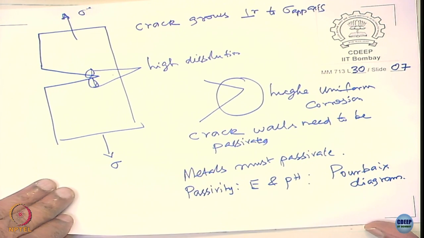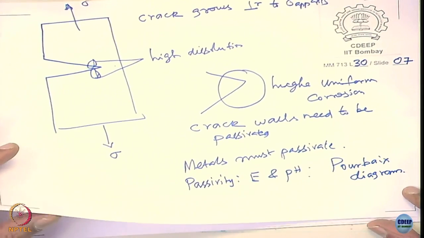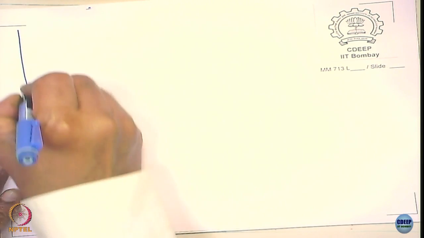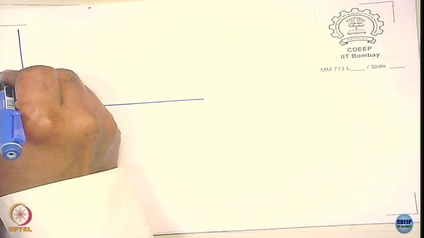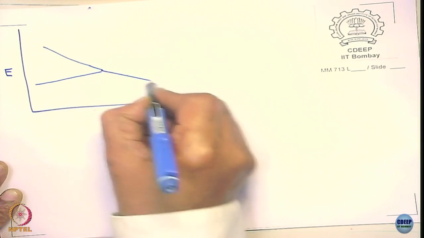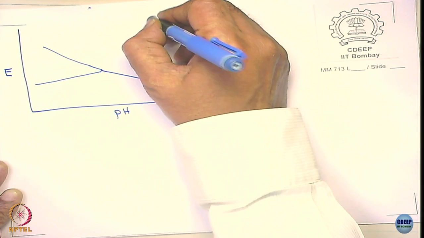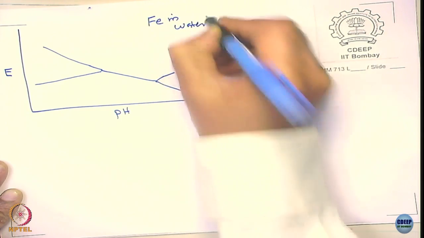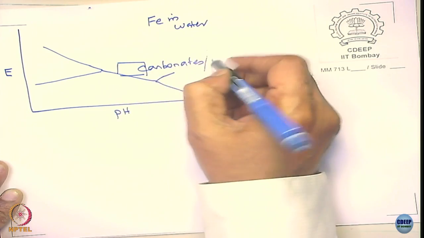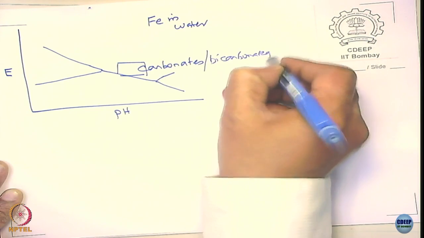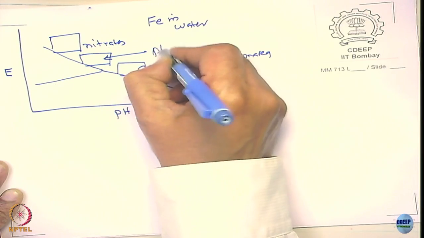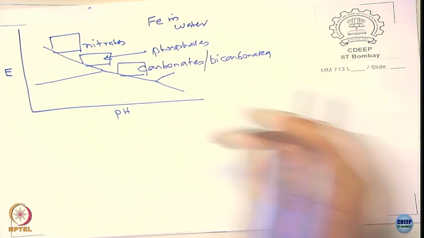So, passivity is a very important one. Yes, but then, I want to draw this now: it is your potential, the pH, something like that. I hope you know this is for iron in water. So, you have carbonates and bicarbonates, you have nitrates, and you have phosphates.